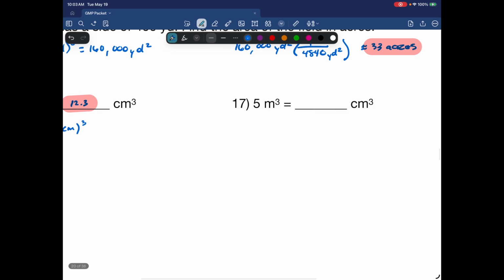Okay, and then millimeters to centimeters is the same thing. 5 millimeters cubed times 1/10 centimeters, all cubed. I'm sorry, meters. There are 100 centimeters in a meter, so you have 100 centimeters cubed. That's going to give you 5 million for your answer.